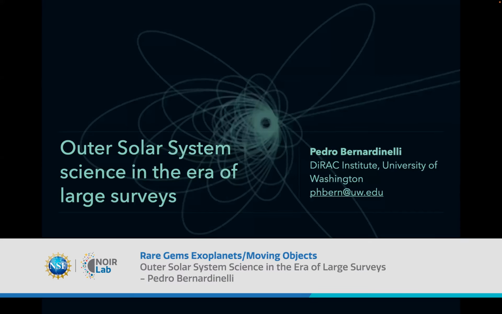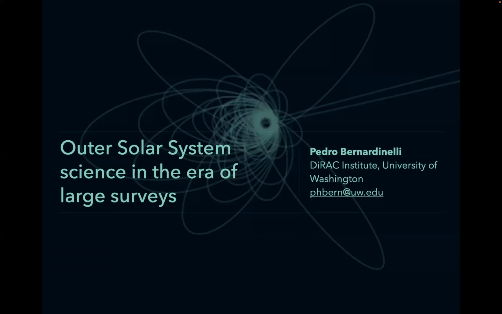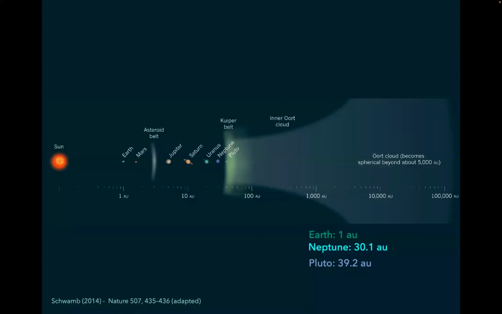I am Pedro Marginelli. I'm a postdoc at the University of Washington, and let me talk a little bit about the solar system, both science and techniques that we use in this field. So just to set the stage, this is a modern-day view of the solar system. We have, in addition to the sun and the eight planets, three major reservoirs of small bodies.